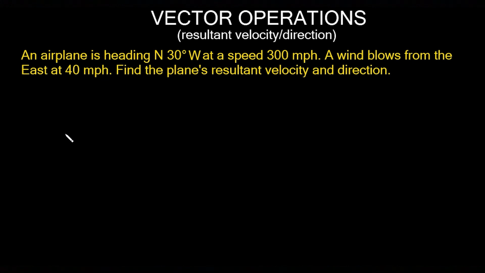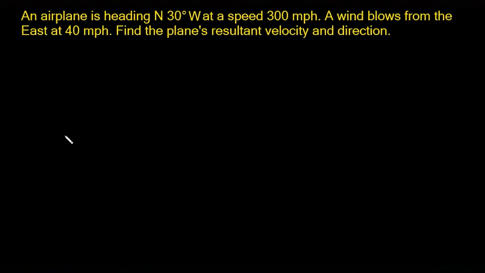Okay, so I'm going to scroll down here. That way I have room, because I'm going to need some room to do these problems. It says an airplane is heading northwest at 30 degrees. So again, when you see N and then 30 degrees and then the W, that means northwest, 30 degrees, at a speed of 300 miles per hour. A wind blows from the east at 40 miles per hour. Find the plane's resultant velocity and direction. So they want two things here: the resultant velocity and the resultant direction.